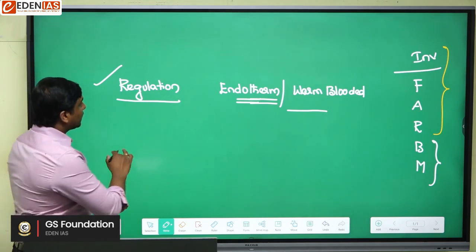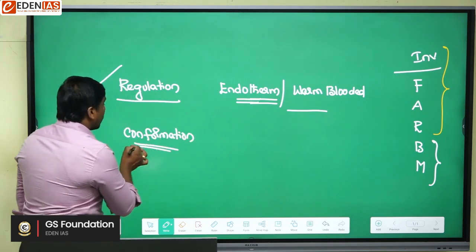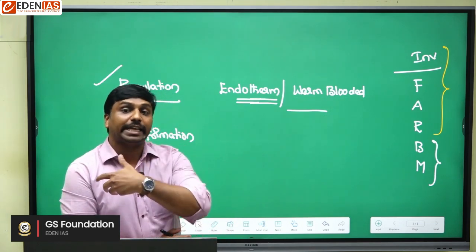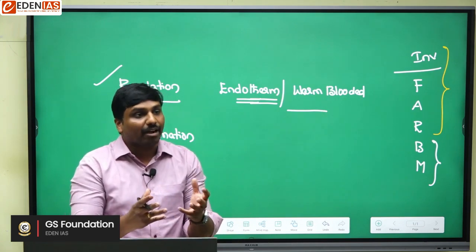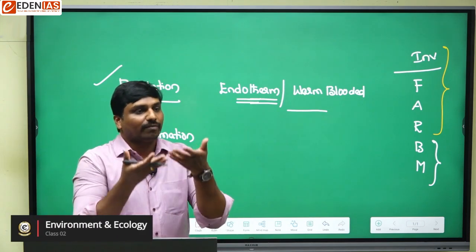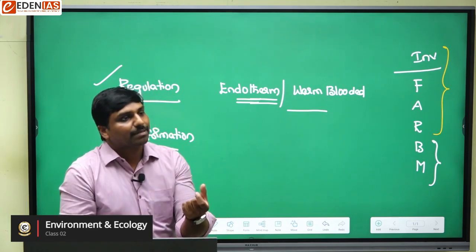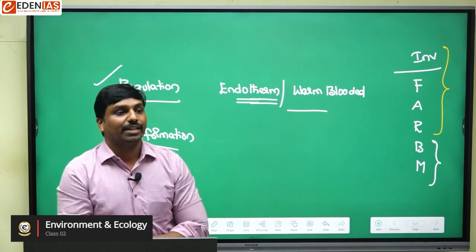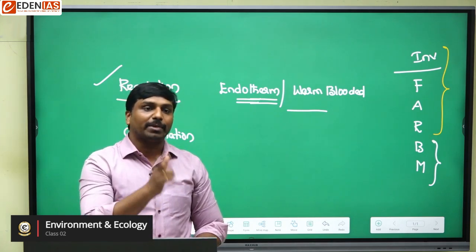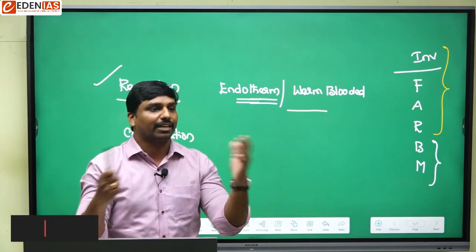Some organisms cannot maintain constant body temperature or constant body conditions. Rather, their body conditions depend upon the external environment and vary according to changes in it. For example, if the temperature of the environment rises, their body temperature also rises; if it drops, their body temperature also drops. Such a mechanism, where an organism cannot maintain constant body conditions, is conformation. These organisms are called conformers because their body conditions conform to the external temperature and conditions. Are you able to follow that?